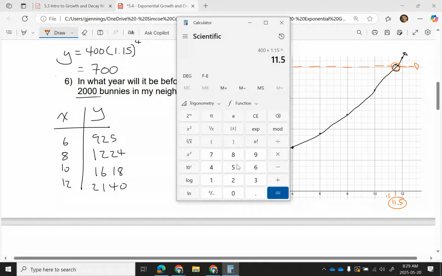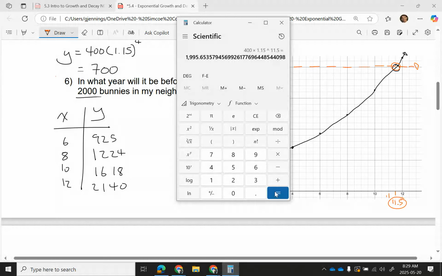And we get the answer 1995.6. 1995.6, that would round up to 1996, so we're within four bunnies of our target. So we're pretty good. Maybe next, if I want to get a little closer, now I can use guess and check.